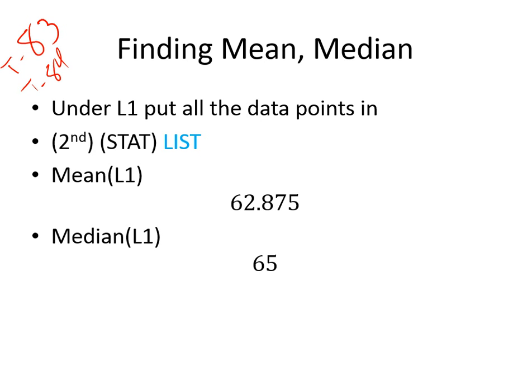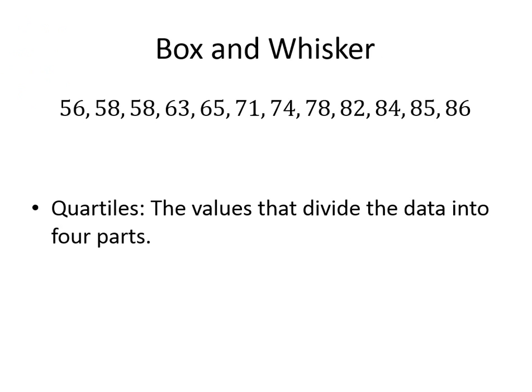Now, if you want to find the median, you do the same thing. Go second stat, go over to math, and you'll see median is on mine. It's for an older 84 plus. It's number 4, and so that's your median. You do the same thing, and you see you get 65. Okay. All right.